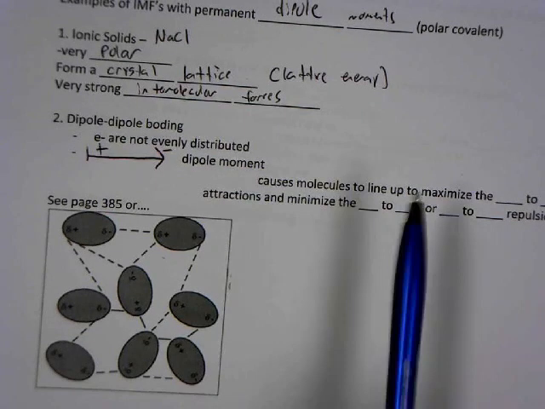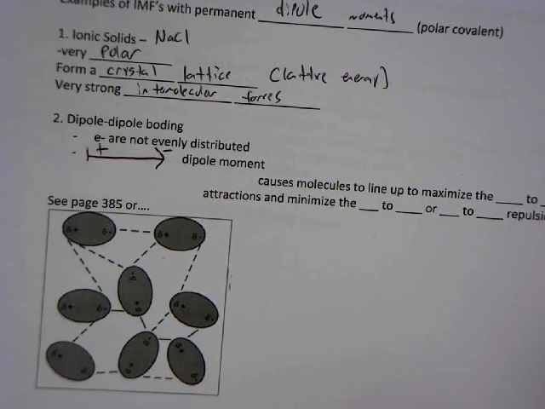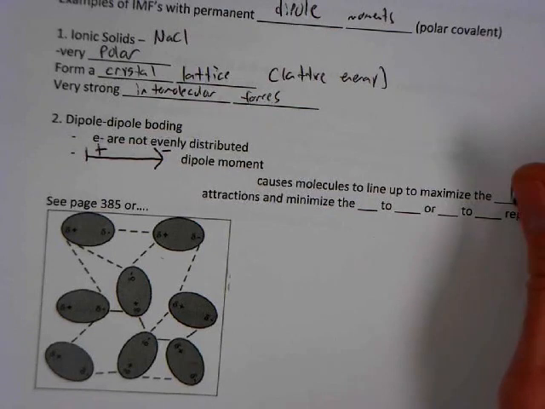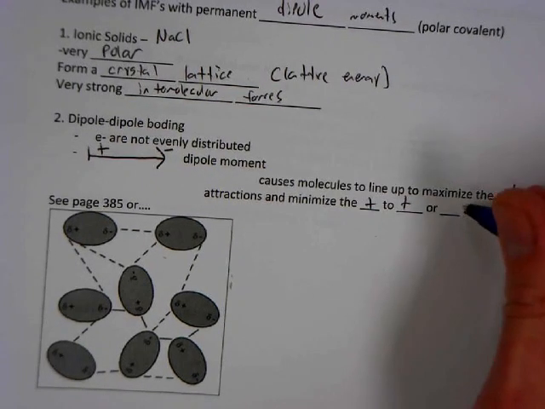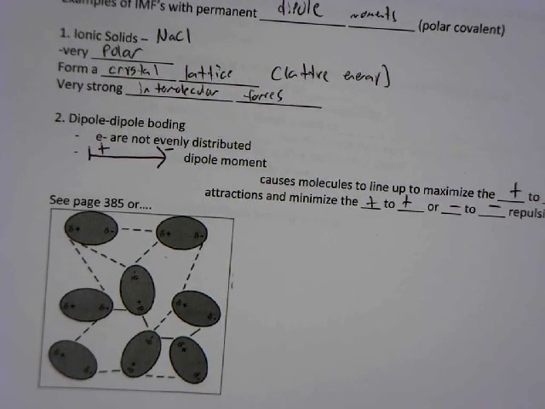These positive and negative sides in a dipole-dipole are going to cause molecules to line up to maximize what? Positive to negative attractions, and minimize the positive to positive or negative to negative repulsions. If you look at page 385, this is in color, you can see what a dipole-dipole interaction looks like. The positives want to get by the negatives, and the negatives want to get by the positives. Is it perfect? No, it's not perfect, but you can kind of see what that looks like. I have a non-color picture here and a color picture there.